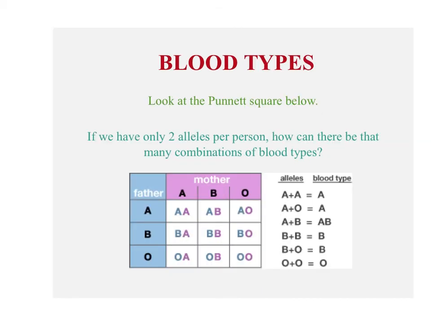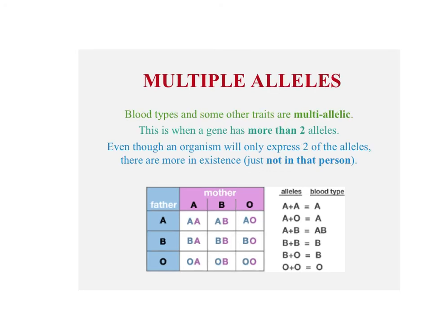Now, the final thing is thinking about what happens if there's more than 2 alleles. Previously at GCSE, you were told to make sure the allele definition was 2 or more. This time for blood type, we've got something called a multi-allelic trait. And this is when a gene has more than 2 alleles.